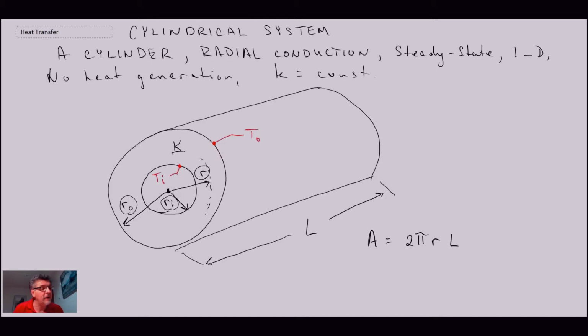Now what we want to do, we're going to follow a very similar procedure to what we did in the last example, where we're looking at the conical section. And we're going to write out Fourier's equation, and we're going to introduce the area function that we have here, and then we're going to integrate that from the inner radial location to this arbitrary radial location that we're determining things. So let's go ahead and do that.